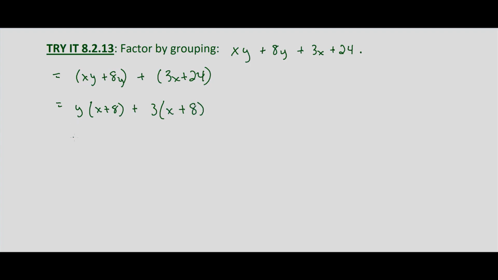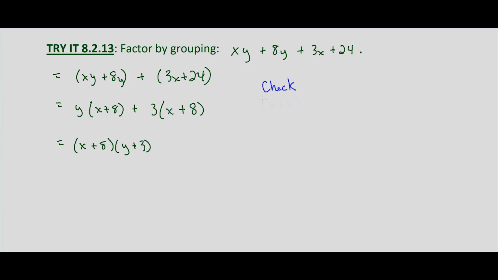And now we can factor out the x plus 8. So we have x plus 8 times y plus 3. And now here's where we can officially check whether our solution is correct or not by multiplying back through to see if we get our original polynomial.